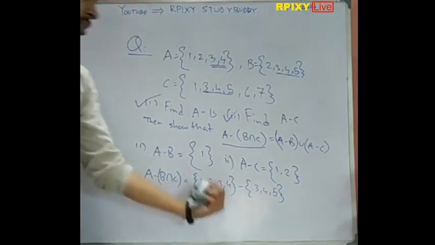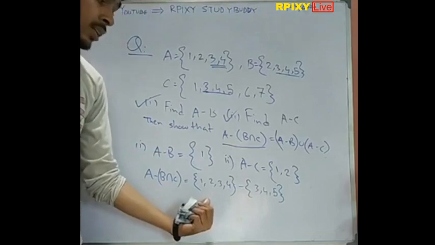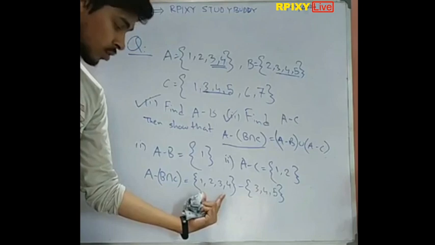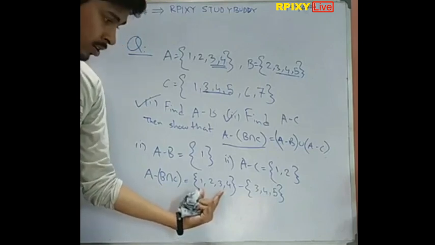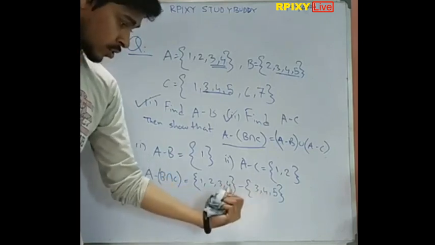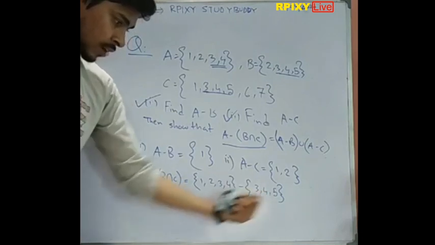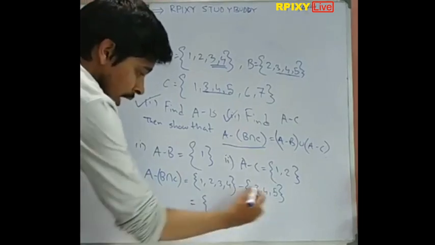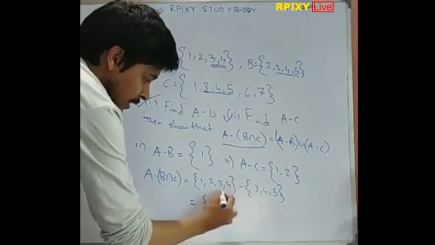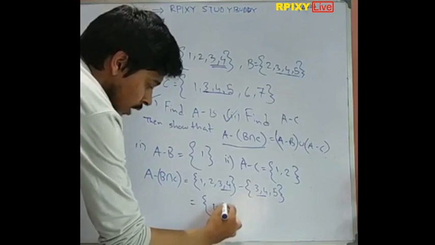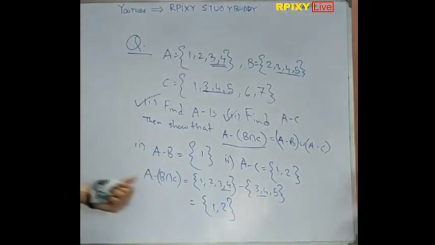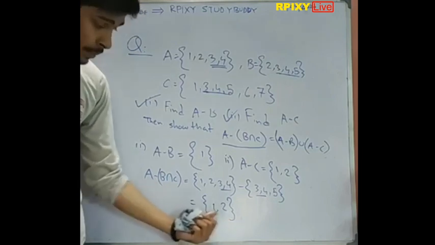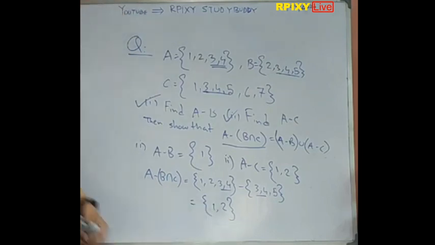Now what is the difference between these two sets? You have to eliminate the 3, 4, 5 from the set A. So there is 3, 4. You have to eliminate this 3, 4. 5 is not there, so don't take 5. Ultimately, if you eliminate 3 and 4, then we have 1 and 2 only. So A minus B intersection C is the set of elements 1 and 2. Okay.